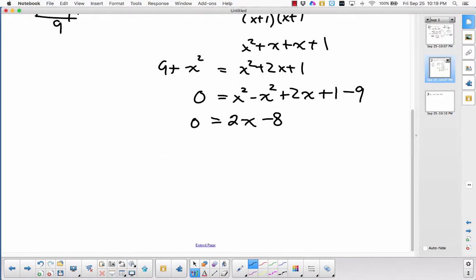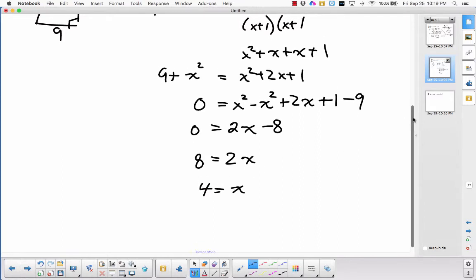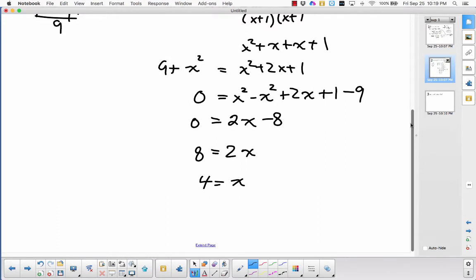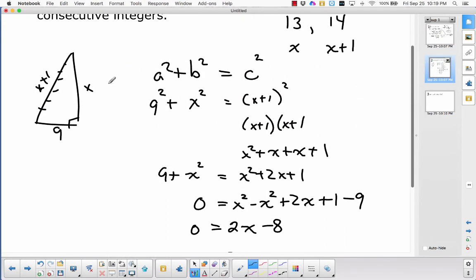Since it's just a linear equation now, I'm going to move the 8 to the other side, make it positive, and then divide both sides by 2. That seems a little funny, but we'll see if it works. So x is equal to 4. That means the height up the building will be 4. How could that be? And this side would be 5. Those numbers can't work. I did the math right, I think. Maybe.